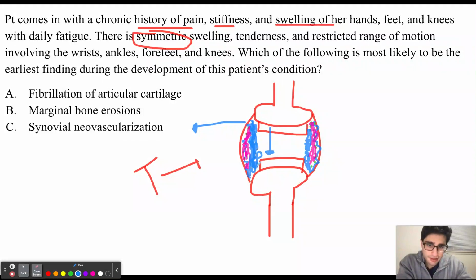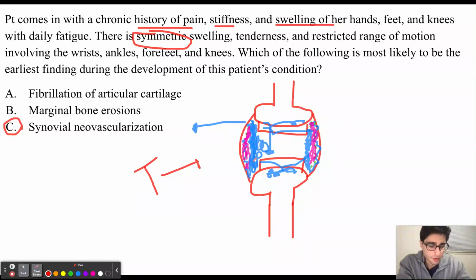And over time, as it grows, it can even damage the articular cartilage and get to the bone and can even cause bone erosion. So to answer the question, the earliest development that is going to occur given the following options is going to be synovial neovascularization. Remember, synovial neovascularization is going to be really important in the rheumatoid pannus formation, so this granulation tissue that I have formed.